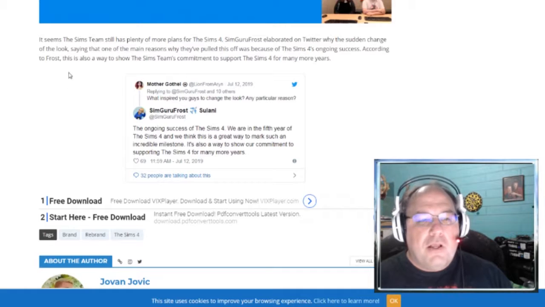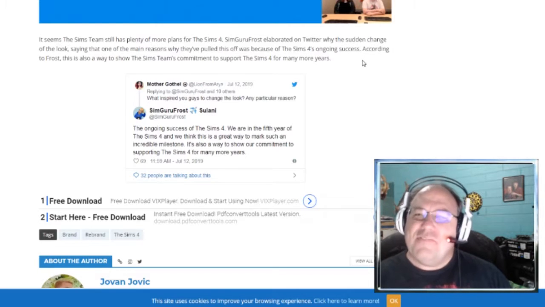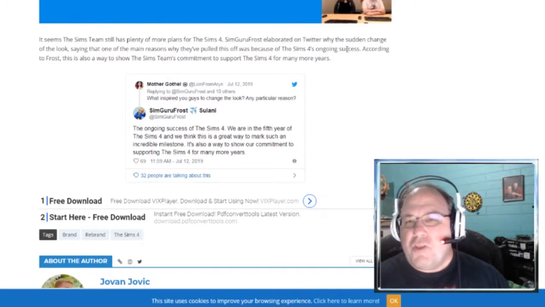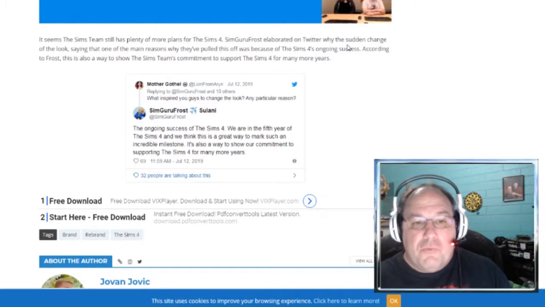Anyway, it seems the Sims team still has plenty of more plans for The Sims 4. Sim Guru Frost elaborated on Twitter why the sudden change of the look, saying that one of the main reasons why they pulled this off was because of Sims 4's ongoing success. I guess it must be successful because they're continuing to make expansion packs and stuff. They wouldn't be doing that if it wasn't making money.